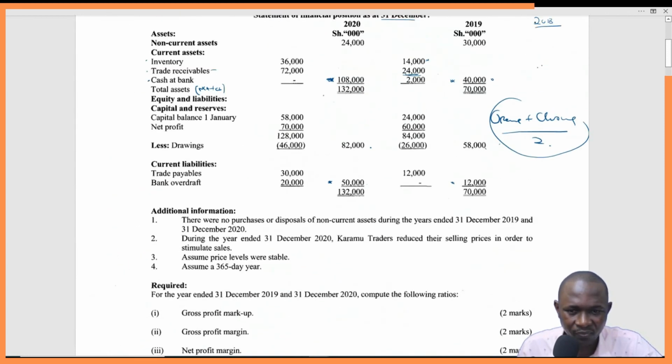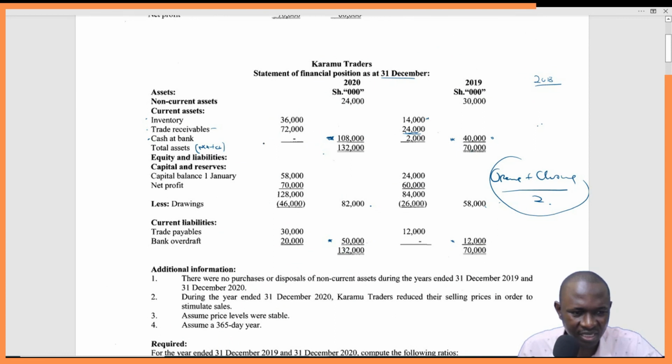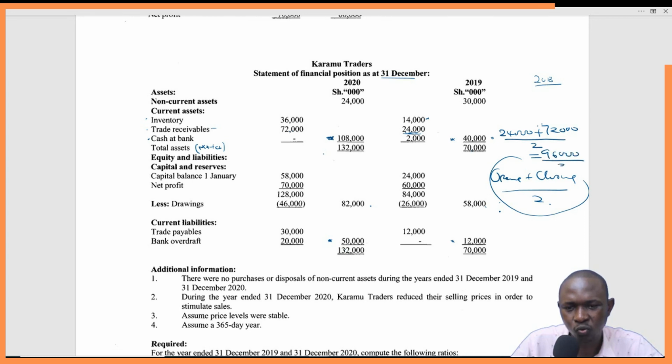So for 2020, remember this is the formula for average debtors. You have the opening. This is the closing debtors balance for 2019. If it's the closing debtors balance for 2019, it will definitely be the opening balance for 2020. So we'll be talking about 24,000 plus closing, now this one, 72,000. That is the closing. You can see this is at 1st December 2020, divided by 2. So this will give us 96,000 divided by 2, which will give us 48,000. So average will be 48,000.